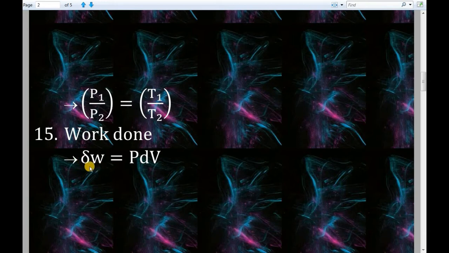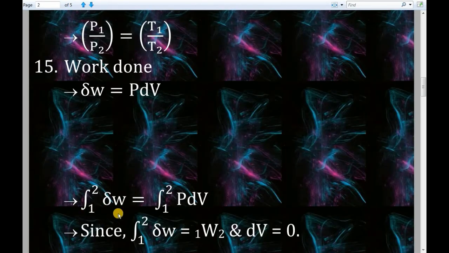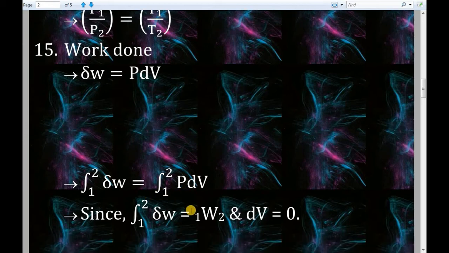For finding the value of total work done, we have to integrate this δW between the limits state 1 and state 2. And also we have to integrate this PdV, because the pressure value at state 1 is different and the pressure value at state 2 is different. So we have to integrate this PdV between the limits of state 1 and state 2. So we get the integration of δW between the limits 1 and 2 is equal to the integration of PdV between the limits 1 and 2.